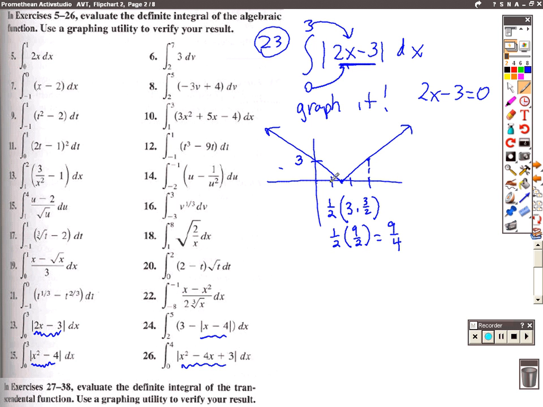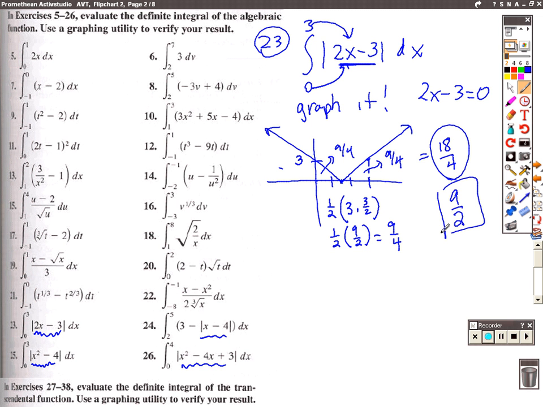This was 1.5. This is going to be 1.5. So this one has the same amount of area. So we have 9/4 for this area and 9/4 for this area. So we have a total of 18/4 as the area, or reduced, of course, is 9 halves. Okay, so again, I would recommend graphing them.